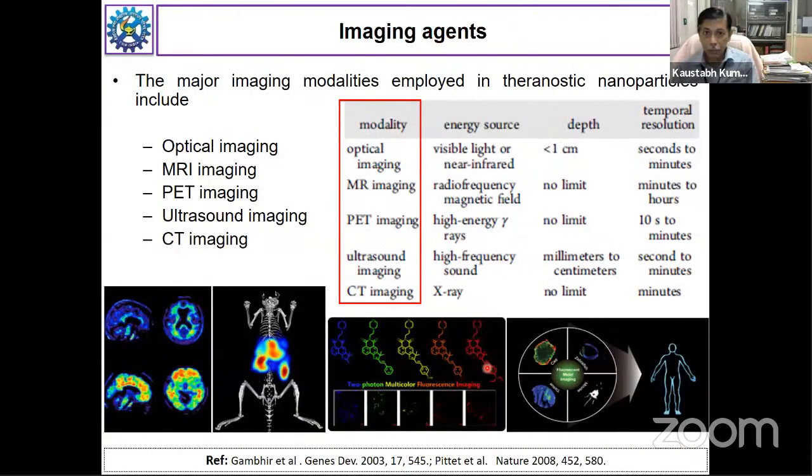Coming to the imaging agents. These so-called imaging agents are now practiced clinically. There are multiple kinds of imaging systems, including optical imaging, MRI, PET, ultrasound, and CT imaging. All these imaging modalities have different kinds of features. You can consider them as pros and cons, and you can tune which one you need for a particular treatment or particular therapeutic potential.